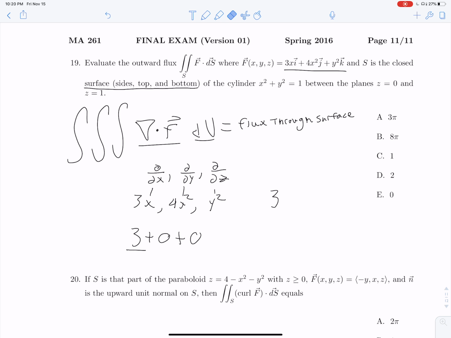So we're dealing with a cylinder of radius 1 and height 1. So V equals pi r squared h, where r and h are 1, so volume is pi. And so there we go. We have our 3 pi, where pi is the volume, and 3 is our del dot f.